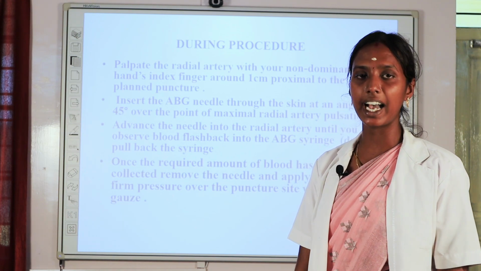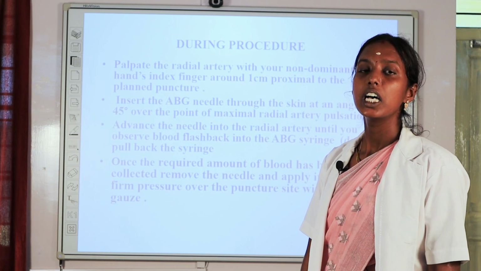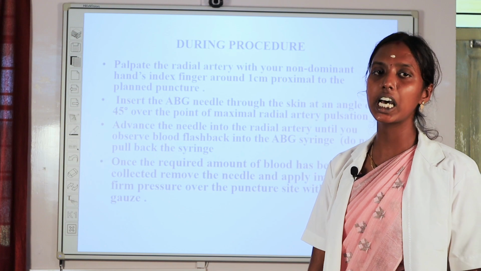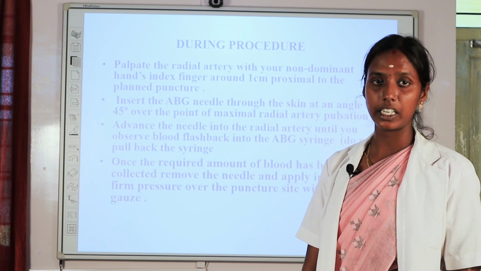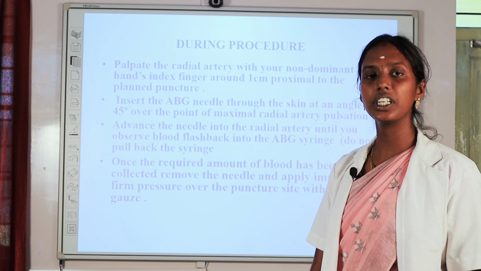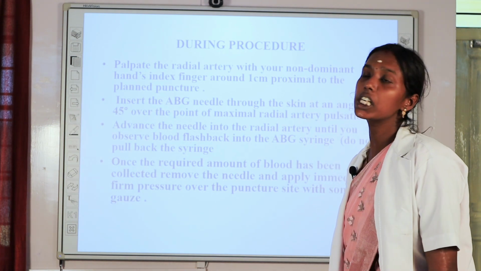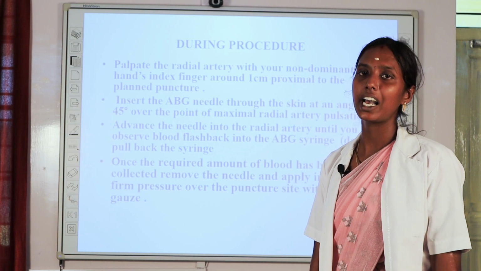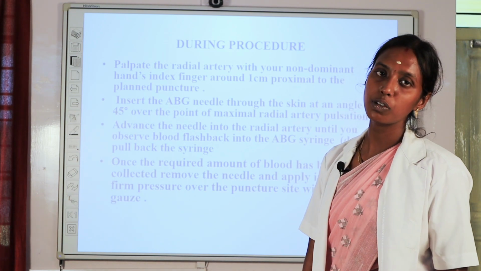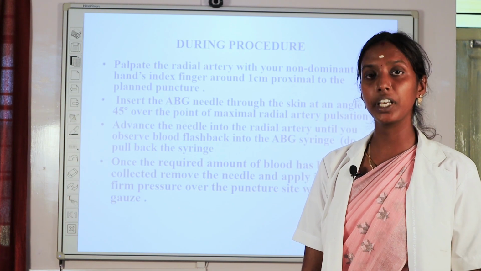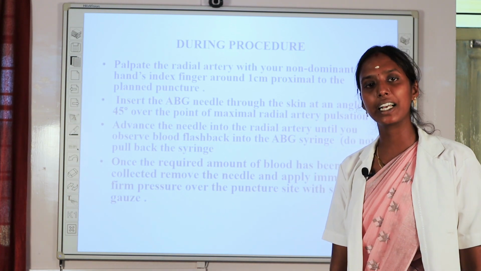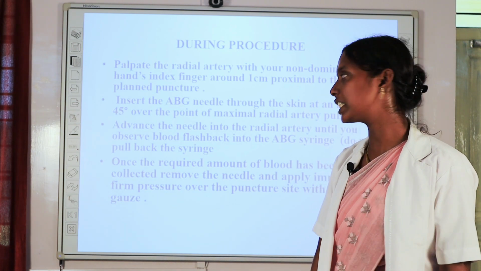After the palpation of the radial artery, insert the ABG needle, that is the 23 to 26 gauge needle, into the skin of the patient. That may be a radial artery, a femoral artery or a brachial artery. Insert the needle into the skin at 45 degrees. After that, advance the needle into the radial artery. After advancing into the radial artery, you will observe blood obtained in the blood chamber. Do not pull back the syringe if needed.